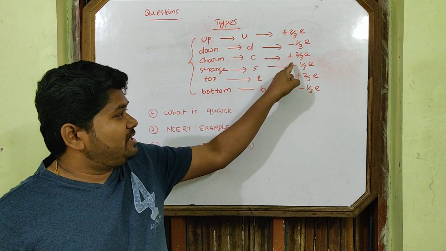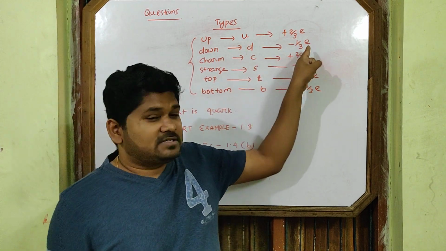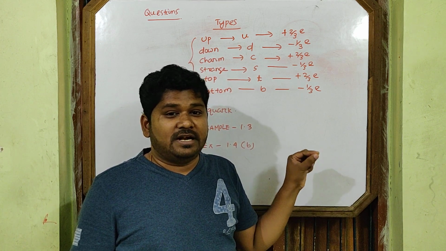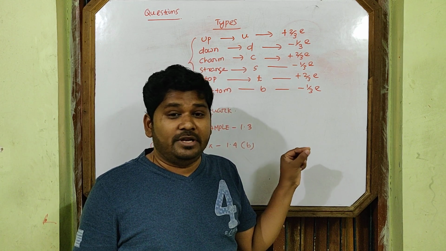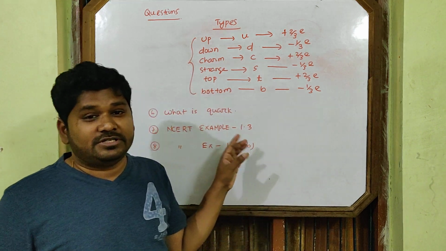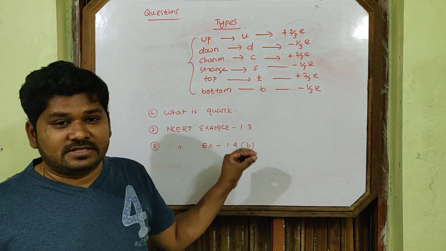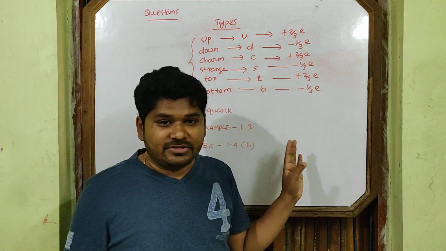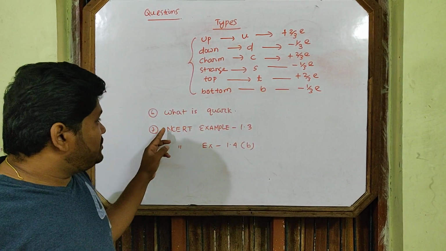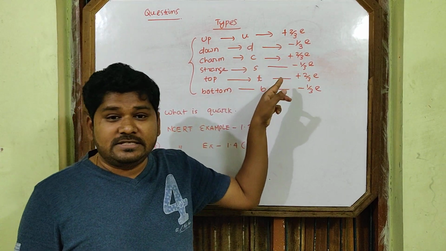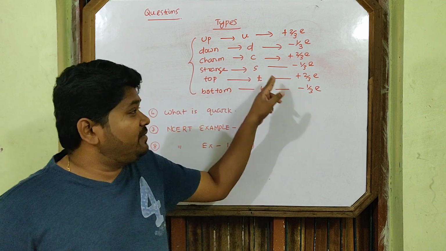Though quarks have fractional multiples of electron charge, why is electron still the fundamental charge, and why is the minimum possible charge plus or minus 1.6 into 10 power minus 19 coulomb? The answer is that quarks do not have free existence or independent existence. Then we will come to, based on this, NCERT book exercise question number 31.